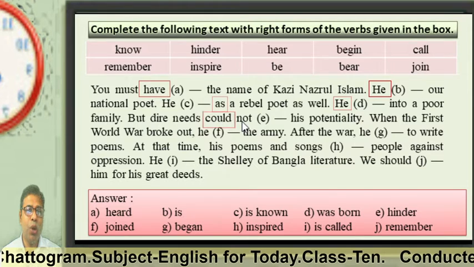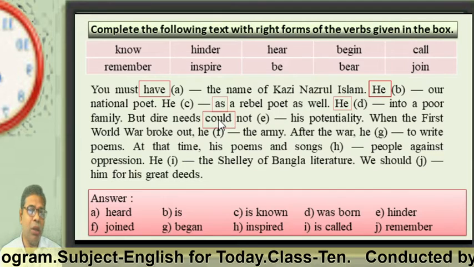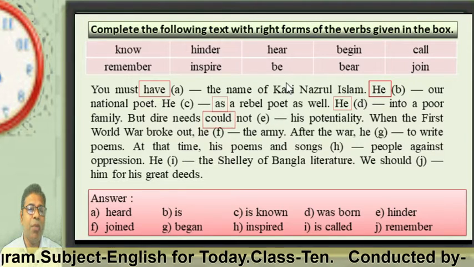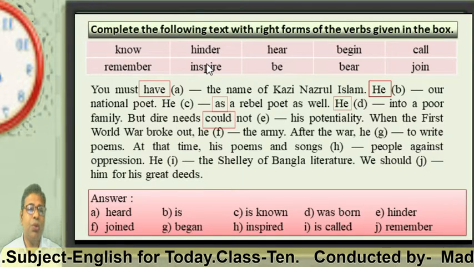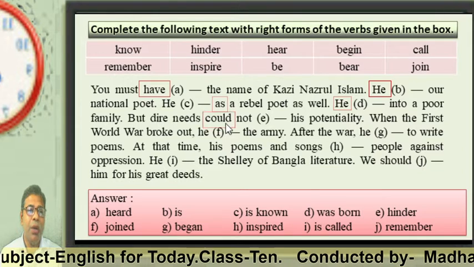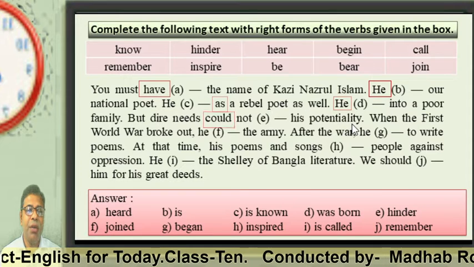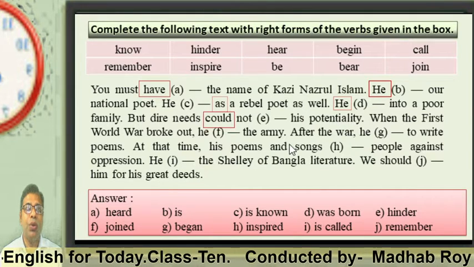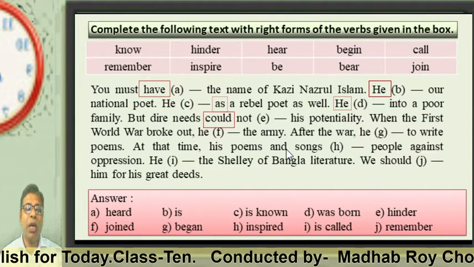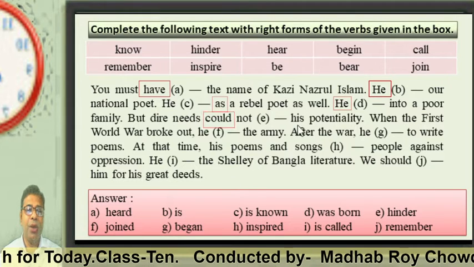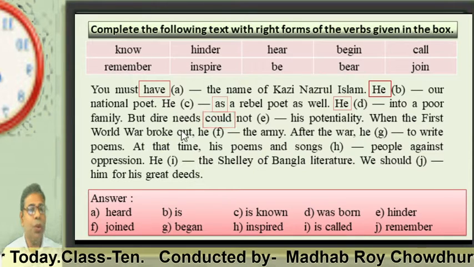But dire needs couldn't dash. Could is a modal auxiliary, that's why you have to use the present form. Hinder means to obstruct or prevent someone from doing something. Couldn't hinder his potentiality. Potentiality means the inner quality of a person by which one can do extraordinary things.